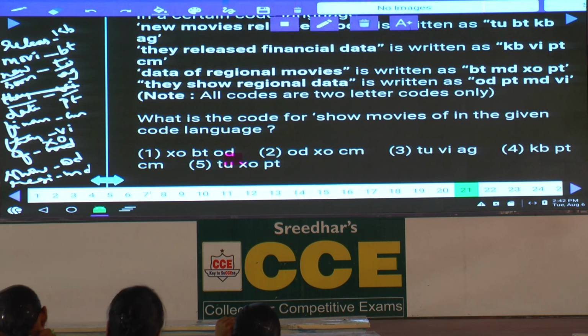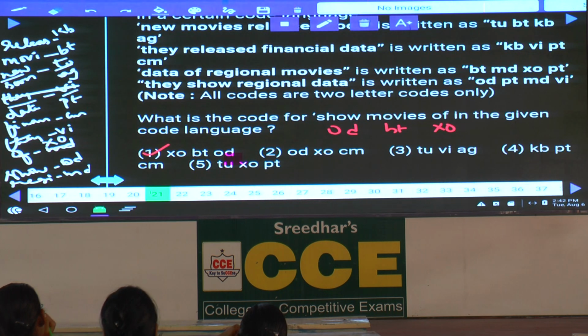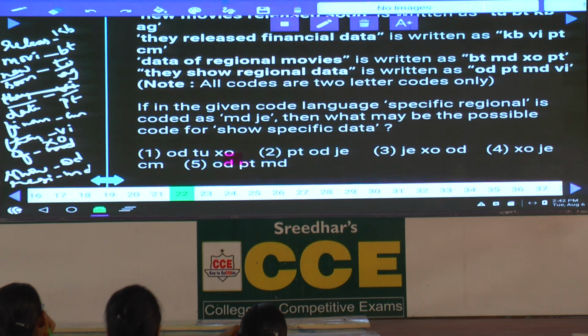Show movies of in the given code language. Of is what? Of is XO. Movies is BT, and show is OD. OD, BT, XO in any order. OD, BT, XO, that is choice 1. 21st is choice 1. Then 22nd, in the code language, specific regional is coded as MDJE.